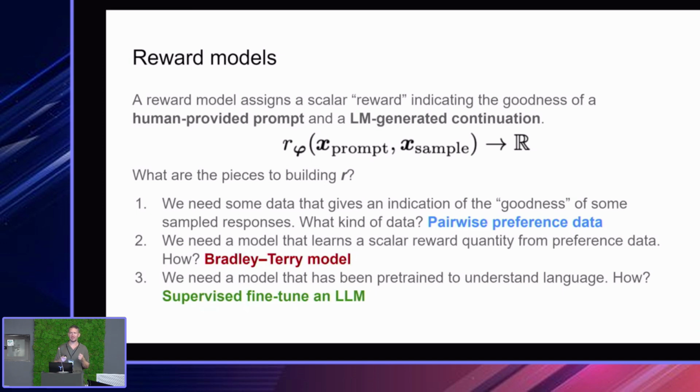So rather than asking you to give me a scalar, how good is it to answer 4 to 2 plus 2? Is it 10? Is it 1? Is it 1,000? You just have to say, well, I like the answer 4 better than I like the answer 5. So that's a little more objective. And now we need a model that learns a scalar reward quantity from preference data. The way we're going to link pairwise preference data to scalars is via a classic model called the Bradley-Terry model. And think about how hard the reward modeling problem is. It's as hard as probably everything else. So we want it to really understand language. So we're going to supervised fine-tune an LLM to make it into a reward model. All the stuff we learned at the beginning of this, we're going to bring back now.